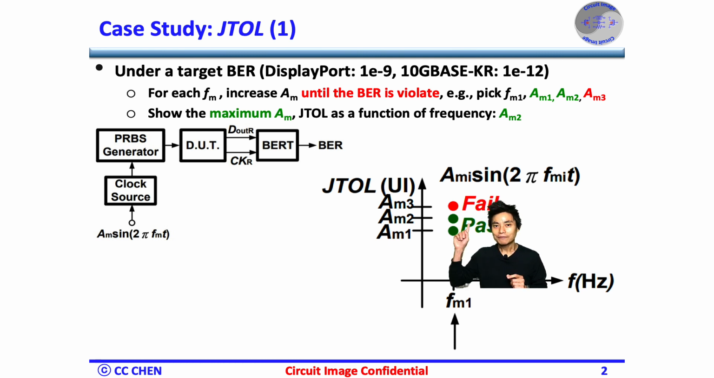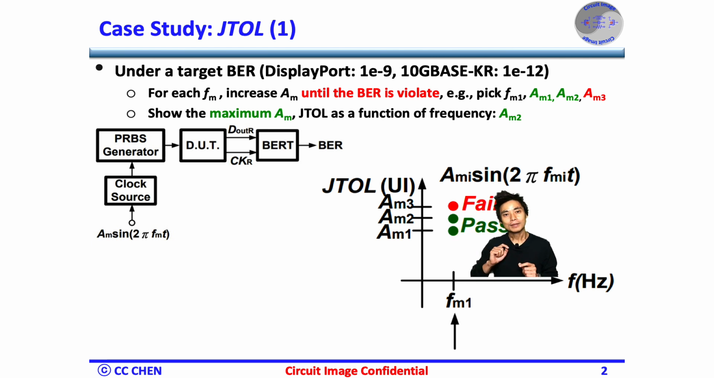Next, pick Fm1 with Am2 and check if the corresponding bit error rate passes the specification. The answer is yes, and again we can mark it as pass in green, until we pick the same Fm1 with Am3, which causes the bit error rate to be larger than the specification. Then we must mark Fm1 and Am3 as fail in bit error rate. In conclusion, we determine the maximum phase modulation depth is Am2 and stop the testing at modulation frequency Fm1.